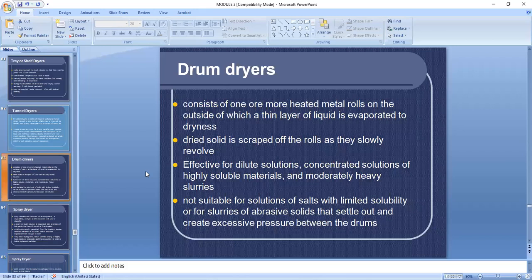So this consists of one or more heated metal rolls on the outside of which a thin layer of liquid is evaporated to dryness. So the dried solid is scraped off the rolls as they slowly revolve. It is effective for dilute solutions, concentrated solutions of highly soluble materials, and moderately heavy slurries. So take note of the applications. It is not suitable for solutions of salts with limited solubility, or for slurries of abrasive solids that settle out and create excessive pressure between the drums. So that's your drum dryer.